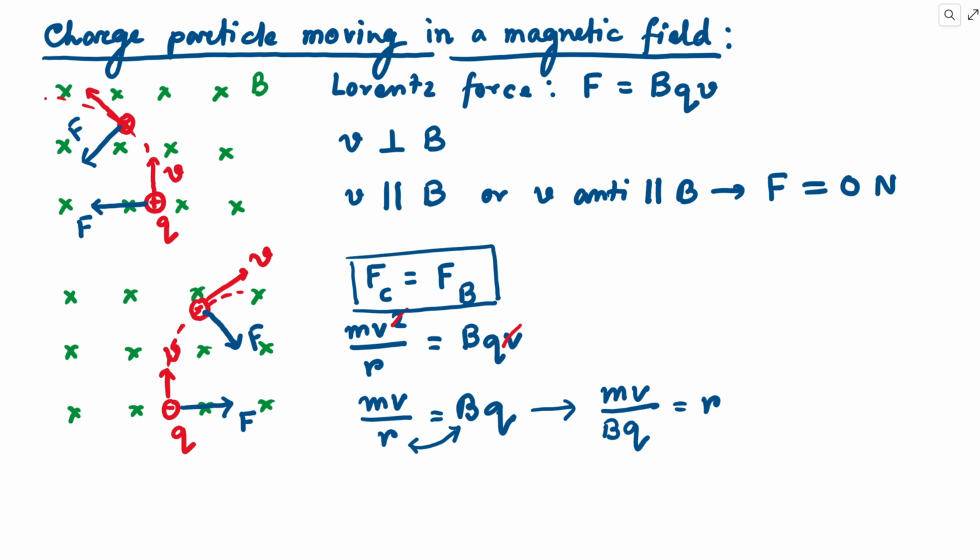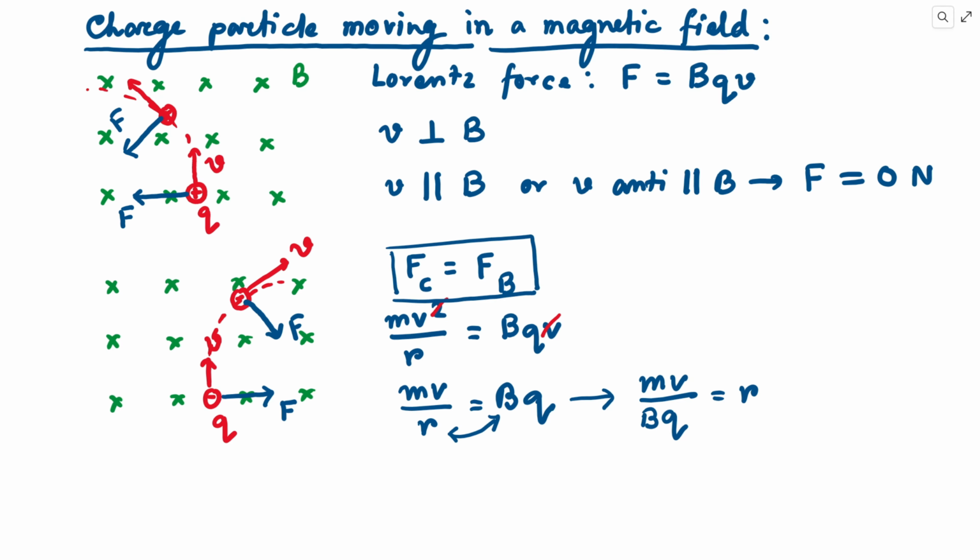And you can see this radius is proportional to the velocity. So if it's moving faster, then it will follow a trajectory with a bigger radius. That means it will be a circular path with bigger r. And if it's moving slower, then it will follow a tighter circular trajectory, because it will have a smaller radius.